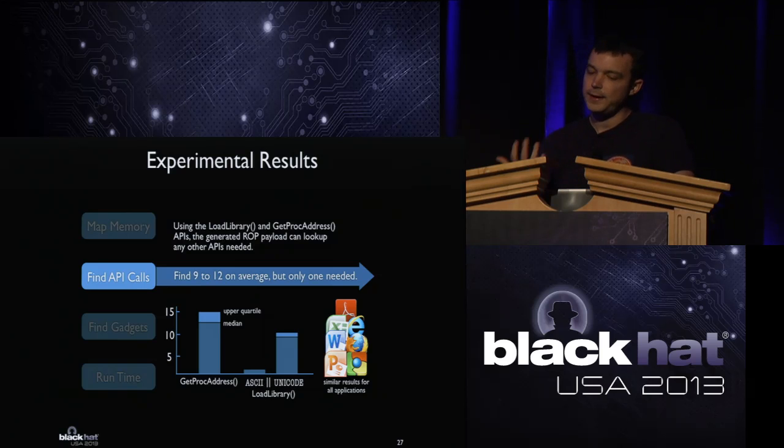So again, now we find that on average, we're able to find between 9 to 12 of these API calls, regardless of where we start our initial mapping from. And we only need one of these in each category. And for LoadLibrary, we need either the ASCII version or the Unicode version. And again, the results here were similar for every application that we looked at.